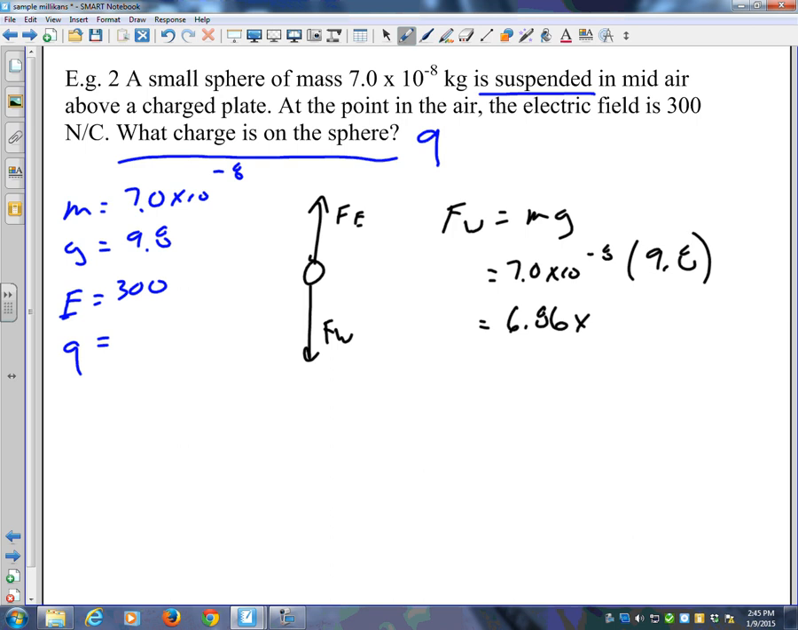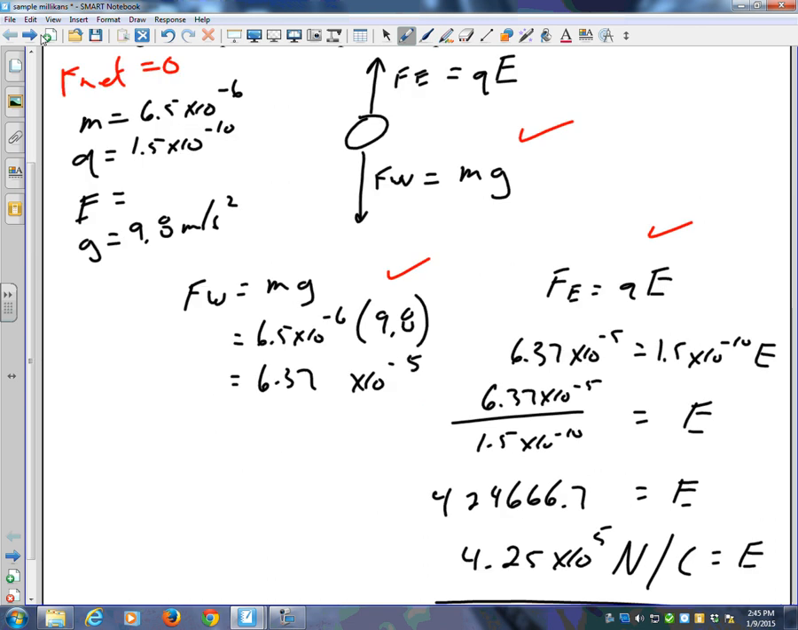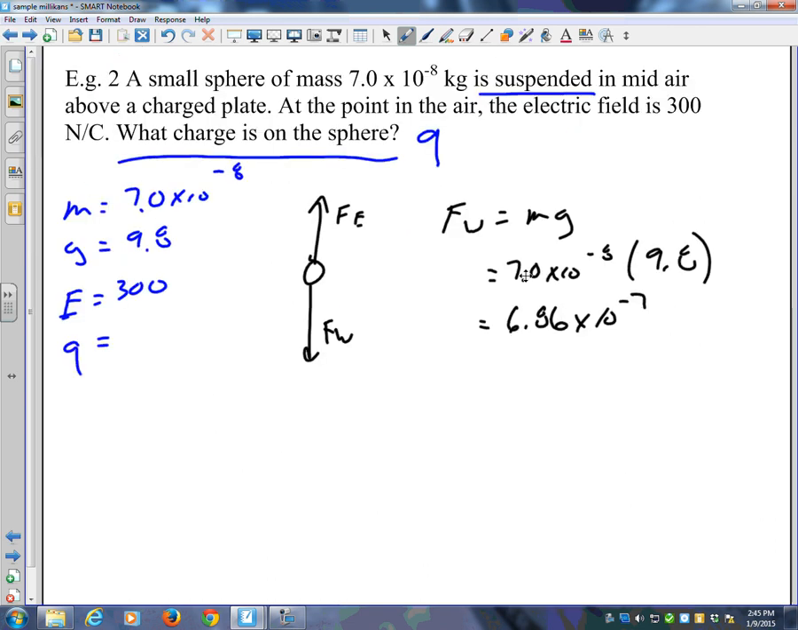6.86 times 10 to the minus 7. Because this value is almost 10, your exponent is always going to change by a single value. It's going to go from minus 8 to minus 7. Here it went from minus 6 to minus 5. Generally, if there's one decimal place here, you should give me 2 here. So I would round it at 6.86.